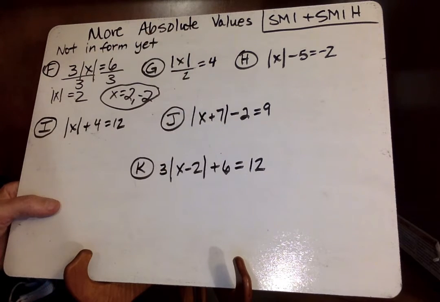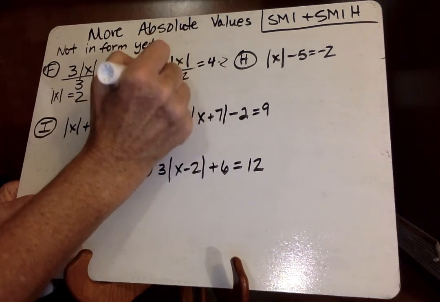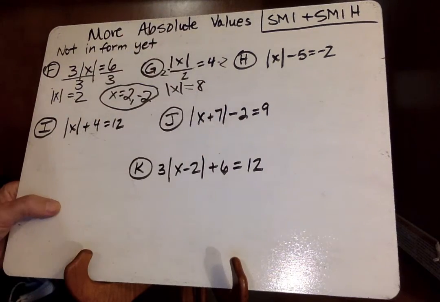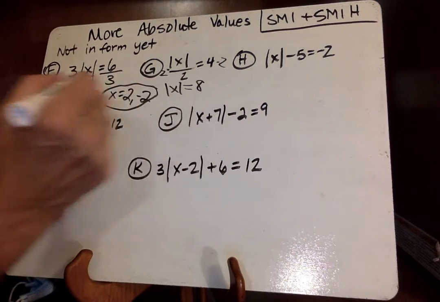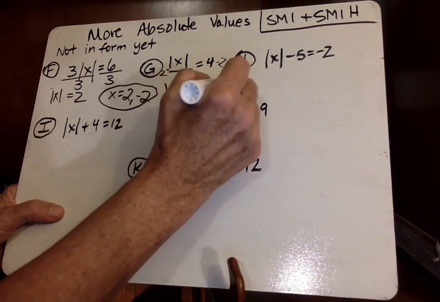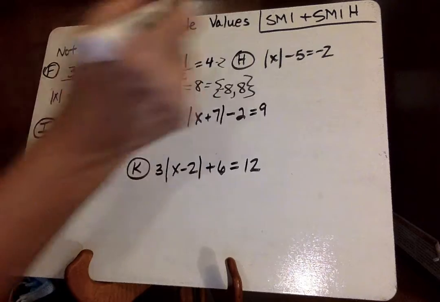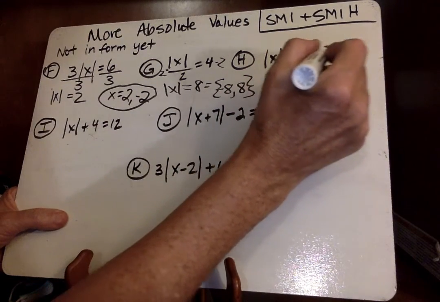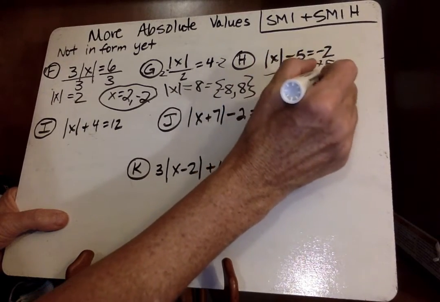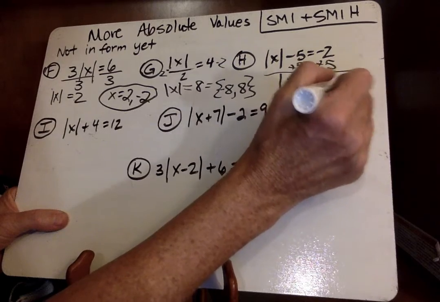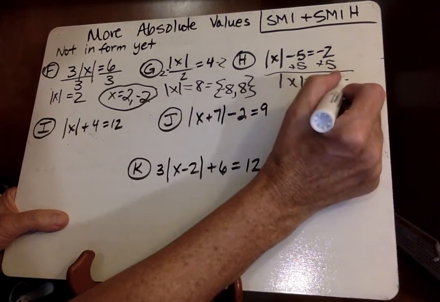Next one, absolute value of x divided by 2 equals 4, times by 2, times by 2, absolute value of x equals 8. Again, that's a positive number when the absolute value is by itself. So your solution, oh, I should be putting this in solution set form, equals negative 8, comma 8. Okay, next one, I add 5. Add 5. Absolute value of x equals 3. Okay, so x equals negative 3 and positive 3. So that's our solution set.